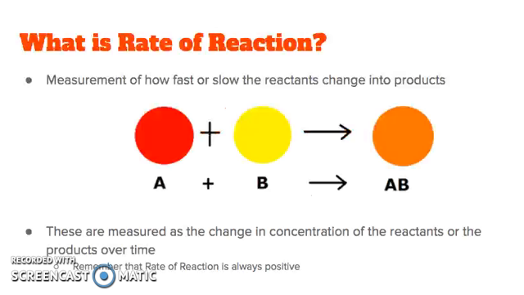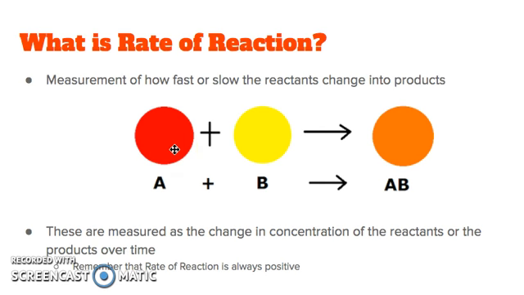So, for starters, we must understand what is rate of reaction. The rate of reaction is the measurement of how fast or slow a reaction takes place, or how fast or how slow the reactants can change into products. So we know that in every reaction, there are the reactants, which in this case are A and B, and they will form the products, which in this case is AB. So the rate of reaction is the measurement of how fast A and B will become AB. So these are the measurements of the change in concentration of the reactants in comparison to the products over time. So basically it's what is the concentration of the reactants in a solution and how that changes over time.